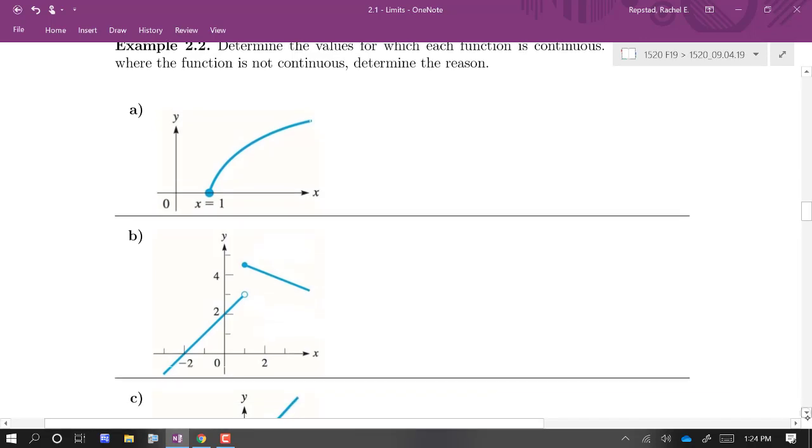Let's start with part B. Where do we think that is not continuous? X equals 1. Yeah, right, so this is x equals 1. So this is not continuous at x equals 1. Why? Because the line jumps higher now. Right, there's a jump, right? So intuitively I can't sketch it without lifting my pencil from the page.